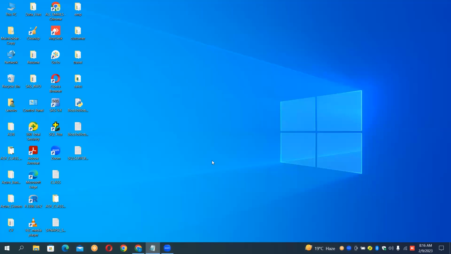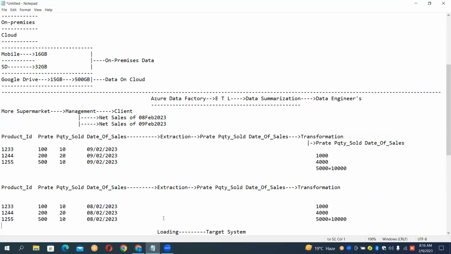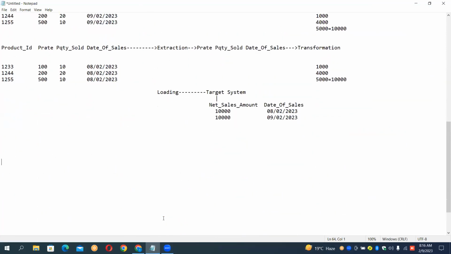If I put the same data onto the Google Drive, then it will become my cloud data. So now can you see here, this process of ETL can be done between on-premises, all of you. It can be done between on-premises and cloud, transfer of data from on-premises to the cloud.